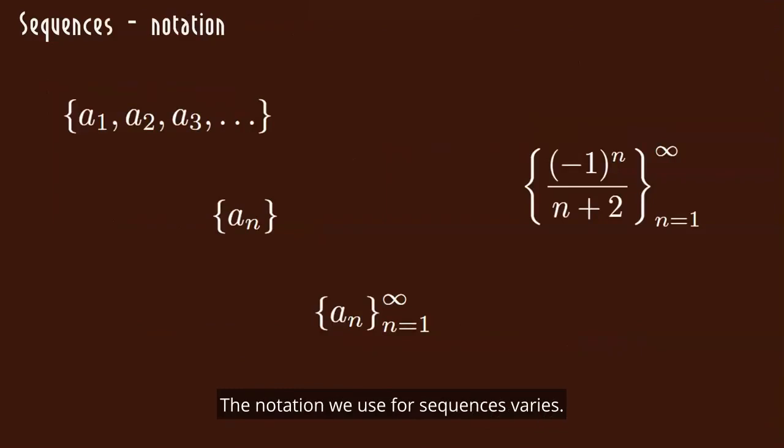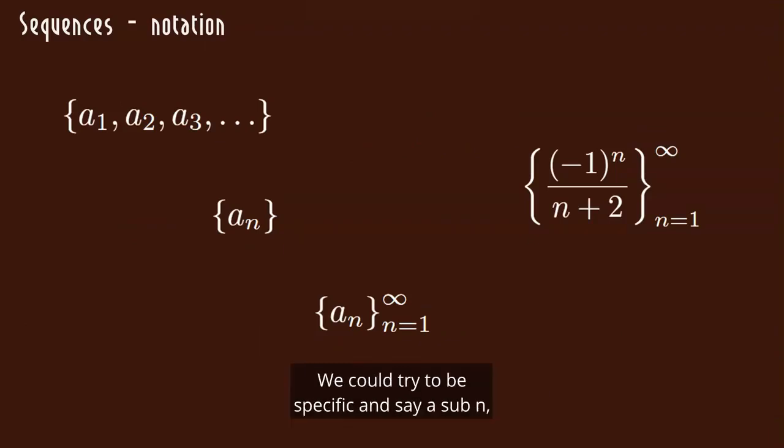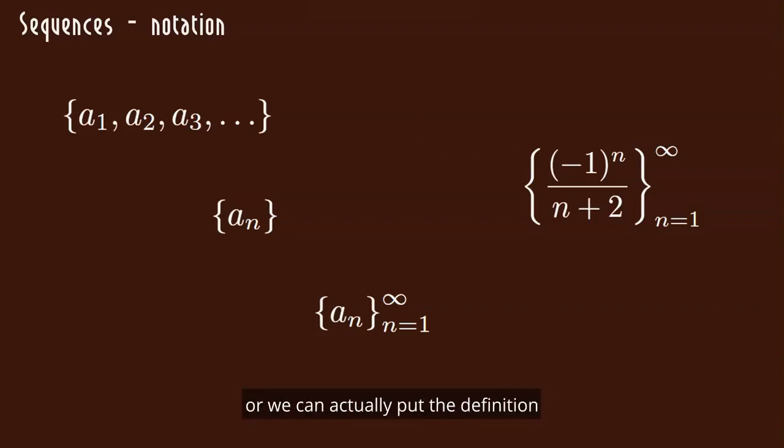The notation we use for sequences varies. We can list the elements. We could say a sub n where we know what a sub n is, or a sub n is defined somewhere else. We could try to be specific and say a sub n where n goes from 1 to infinity, or we can actually put the definition inside the curly braces and say n going from 1 to infinity.